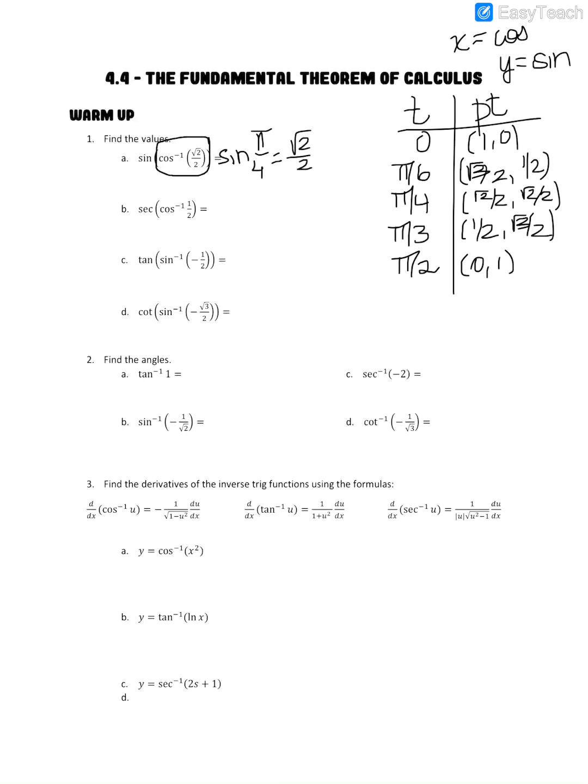All right, let's look at B. Now we're looking for the angle that gives us a cosine of 1/2. That would be pi over 3. So I'm doing the secant of pi over 3. Secant is just the reciprocal of cosine. So the cosine is 1/2. The reciprocal would be 2.